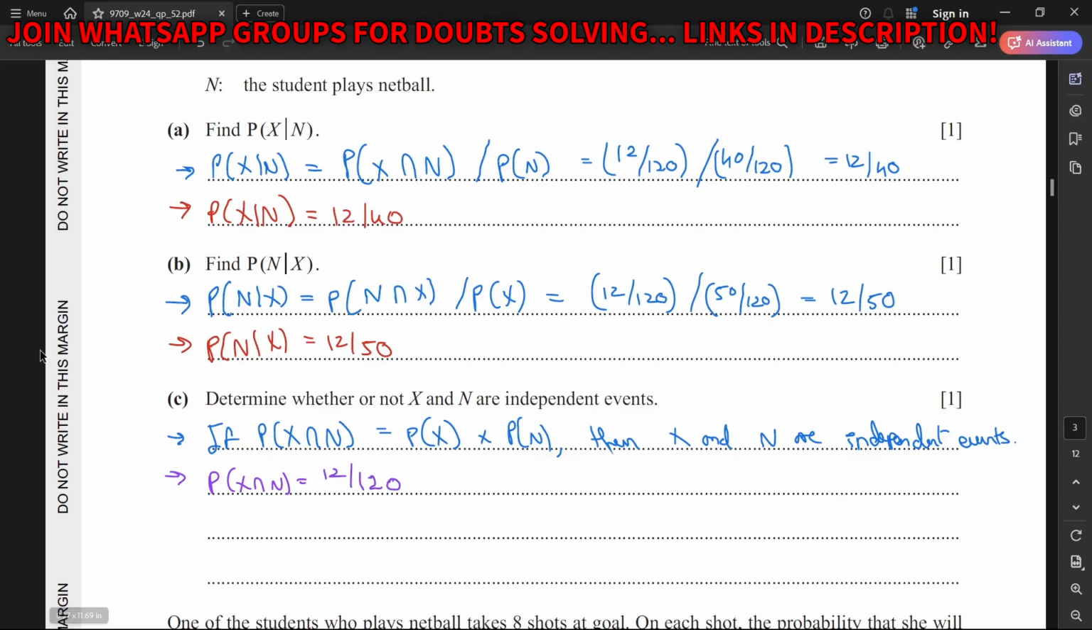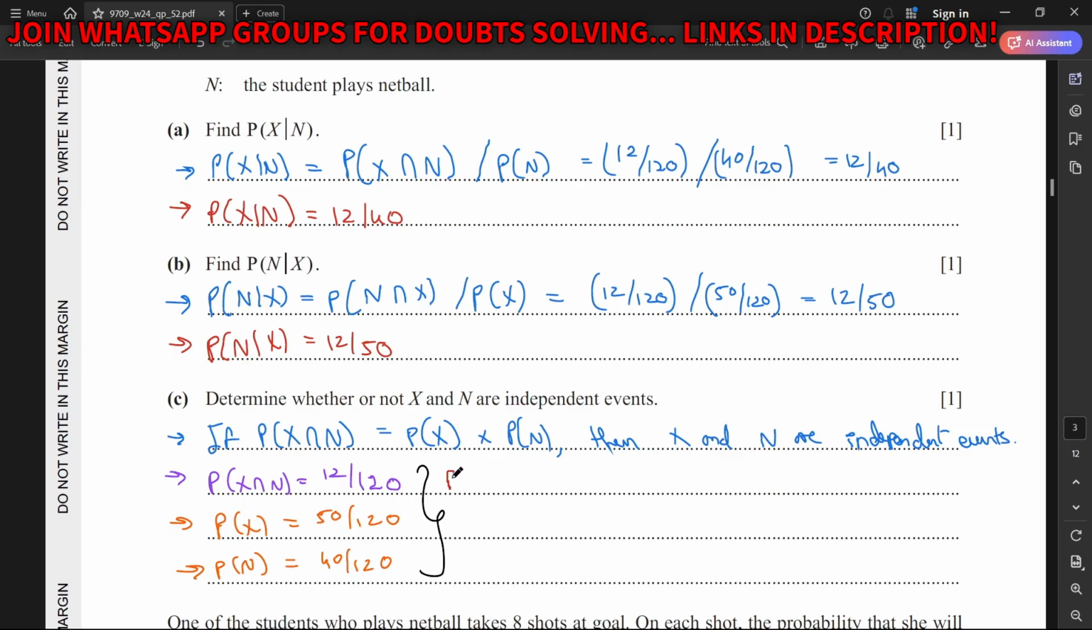Similarly, I'll choose a different color now. What is the probability of x, and then what is the probability of n? I've also calculated this. The probability of x is 50 by 120 and the probability of n is 40 by 120. And what does this indicate?